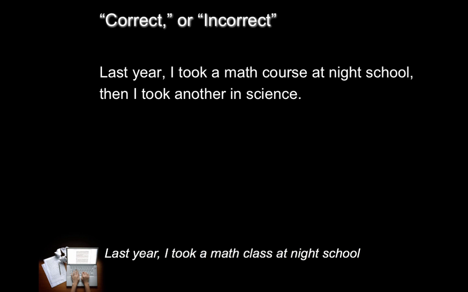Last year I took a math class at night school, and then I took another in science. As I mentioned earlier, certain words, called conjunctions, can be used to combine complete sentences, but then is not a conjunction, so it cannot be used to join these two sentences. We'll look more at conjunctions later in the lesson.